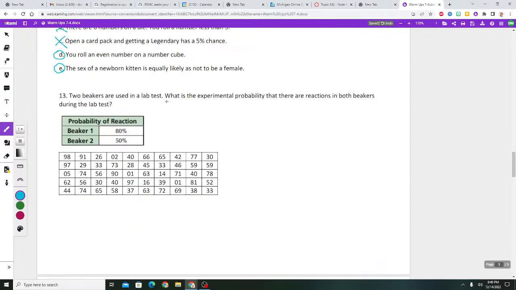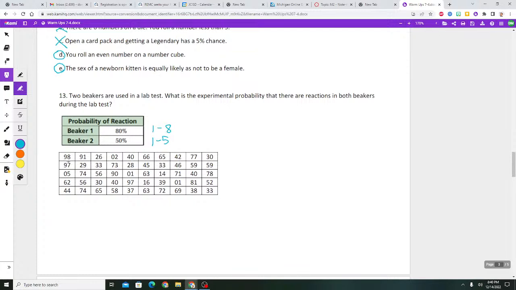2 beakers are used in a lab test. What's the experimental probability that there are reactions in both beakers during the lab test? So we're looking, in this case, for 1 through 8 and 1 through 5. The way I would go about doing this is I would look for the ones that have a 1 through 5 at the end of the number and then go back and evaluate those based off of 1 through 8 being the first number.